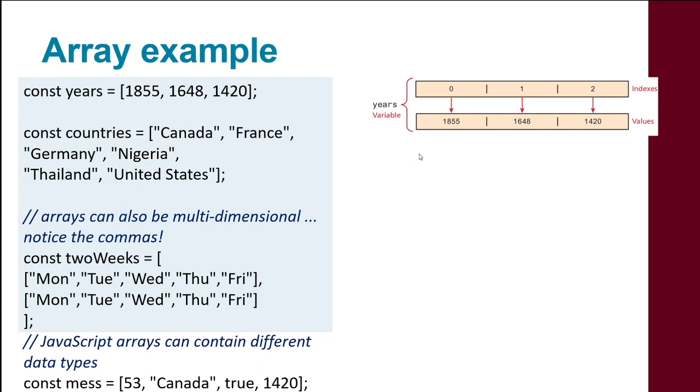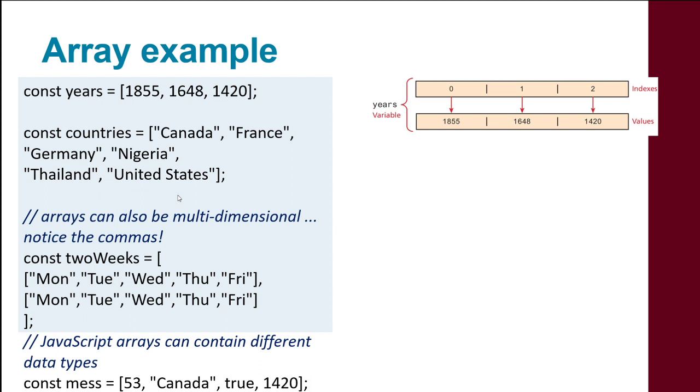If you look to the right, you can see how the index works. So like I said, it starts at 0. So for years, your first value in your array is an index of 0. It's going to be 1855. Your index of 1 is actually your second value, which is 1648, and then your index of 2 is your third value, and so on. So if we look at this array that's set to countries, your index of 0 would be Canada, index of 1 would be France, 2 of Germany, etc.